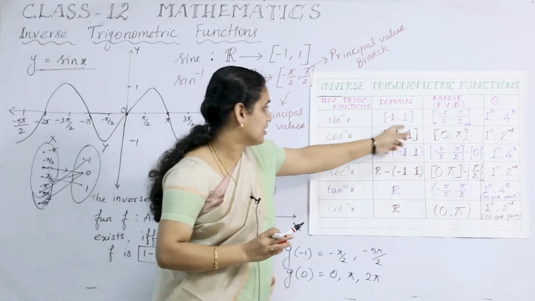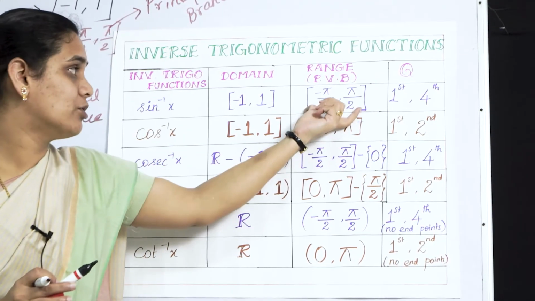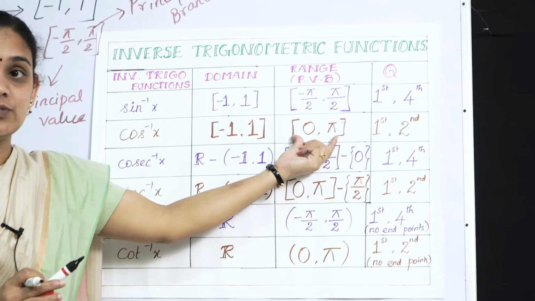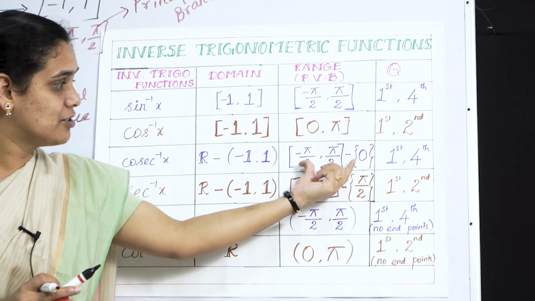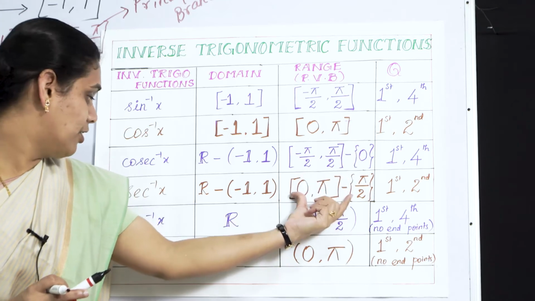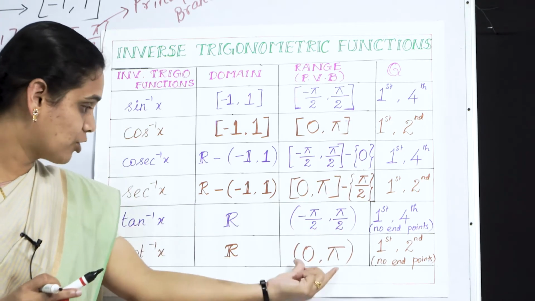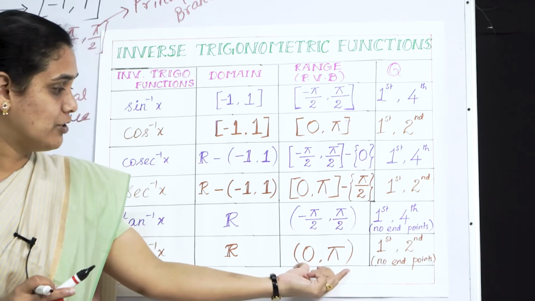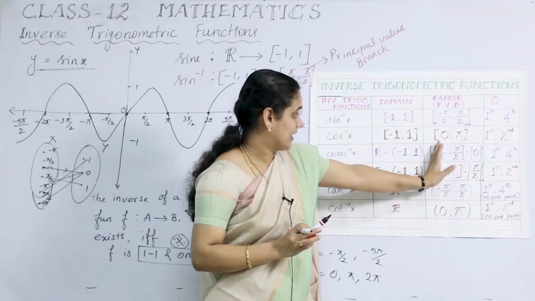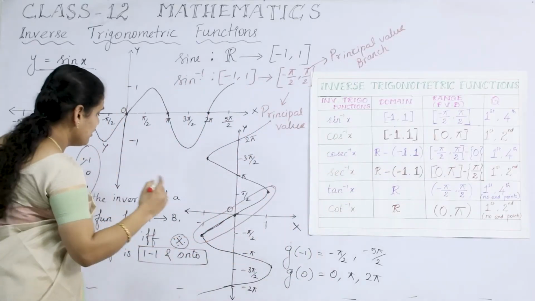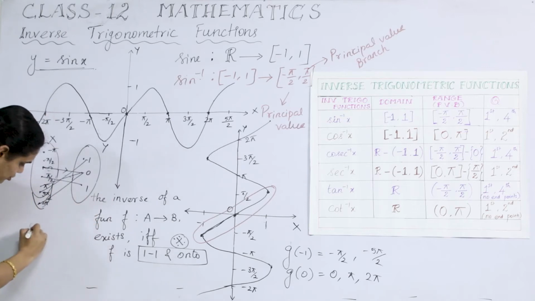We restrict the domain of sine to minus pi by 2 comma pi by 2. For cos inverse, we restrict the domain to 0 to pi, and cosecant inverse of x to this interval, and here also secant inverse, even in tan inverse we restrict the domain, and cot inverse we restrict the domain to 0 comma pi. So these are the new ranges. Alright, and then please don't get confused with this too.